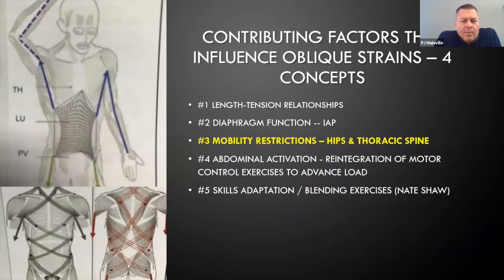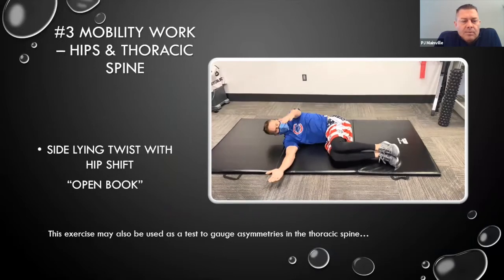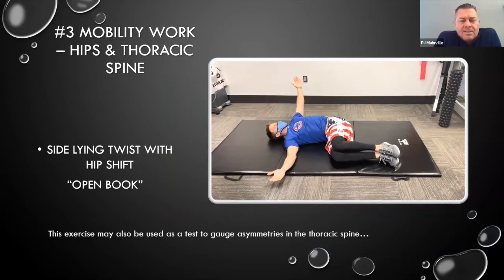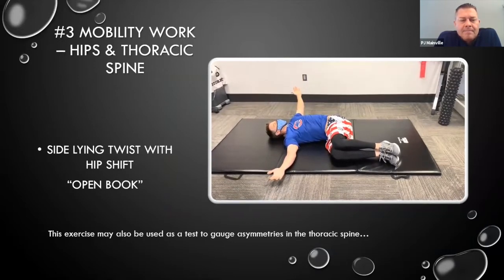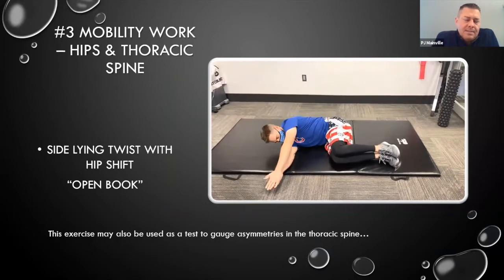Next, looking at mobility restrictions, hips and thoracic spine. Sidelying twist with hip shift, basically an open book. I think what's important with this particular exercise, obviously well known to most people, is that it can also be used as a test to gauge asymmetries of the thoracic spine. Obviously making sure that they don't cheat and try to keep the knees parallel to each other.